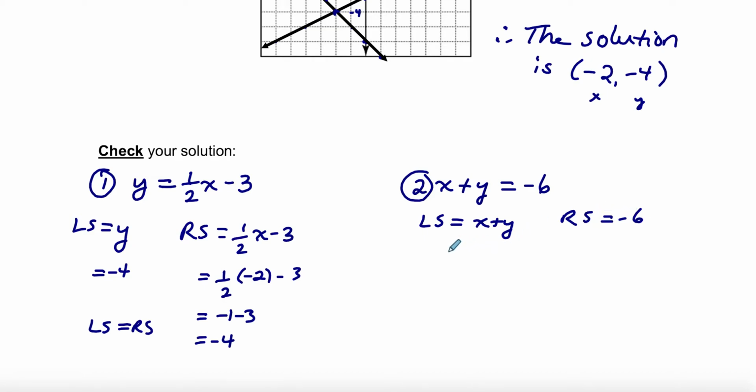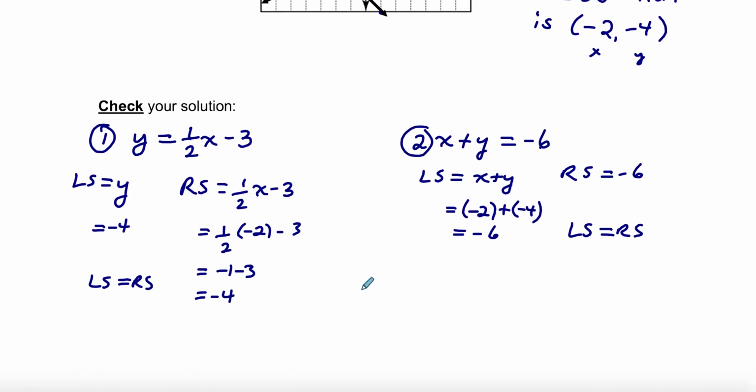So when I sub in my x, that's -2, and the y, that's -4, that's -6. So my left side equals the right side again. What that means is that this point is actually on this line as well. So therefore, we have proven for sure, we know already that our answer is correct. So therefore, (-2, -4) really is the solution.